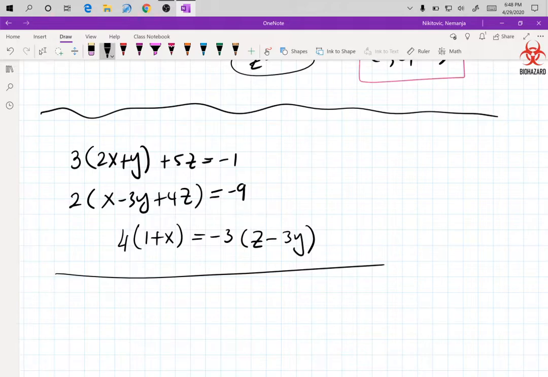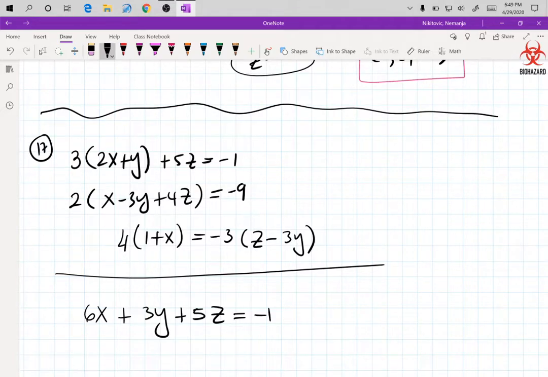So where do we begin? Well, distribute everything and make sure you put x, y, z equal to a number. So we have 6x plus 3y plus 5z equals negative 1. I think this is problem 17 in your textbook. So 2x plus y plus 5z equals negative 1. 2x minus 3y plus 4z equals negative 9. 4 times (1 plus x) equals 3z minus 3y.